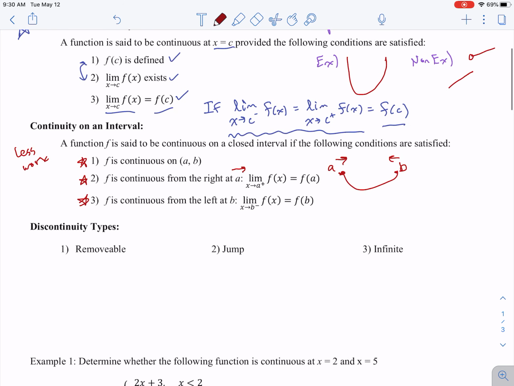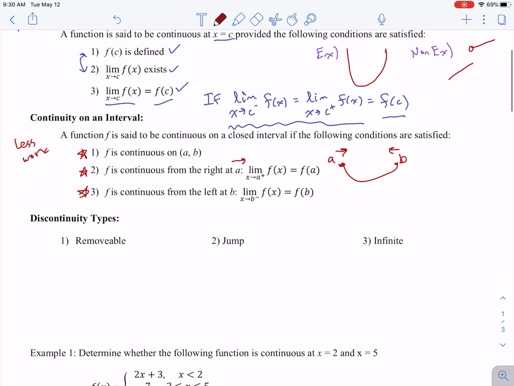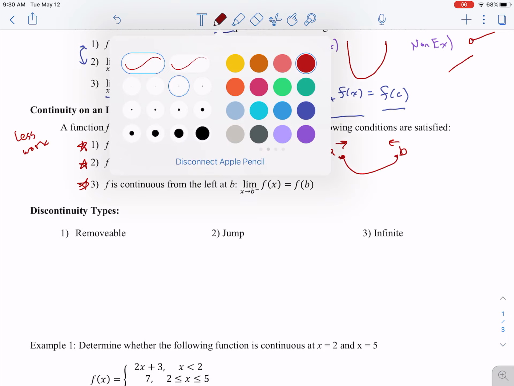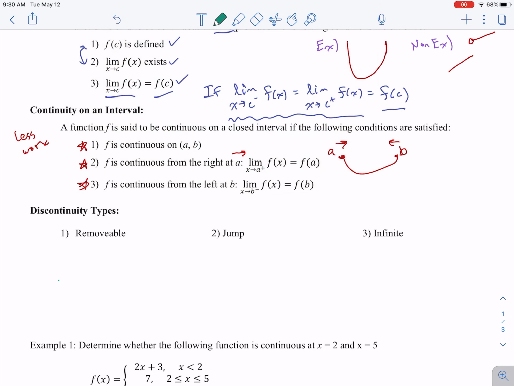And then these are discontinuity types. So removable is just when you have a hole. So I'll draw an example. Let's do green. So if I just have like a hole in the middle of a function, that is removable. Okay?